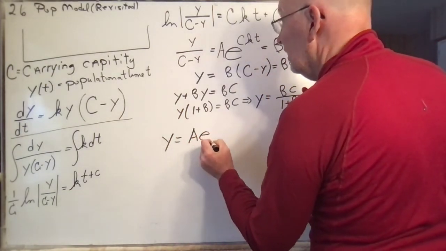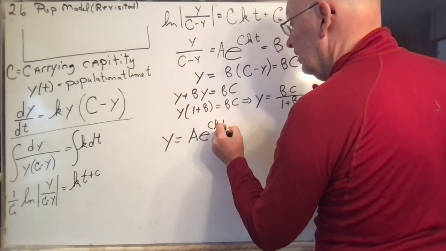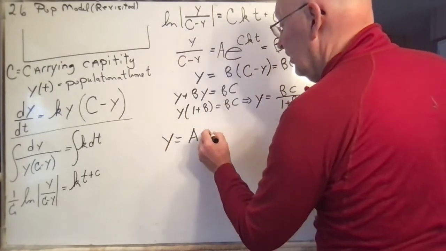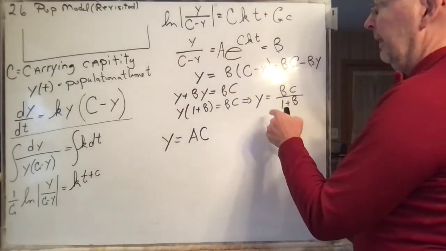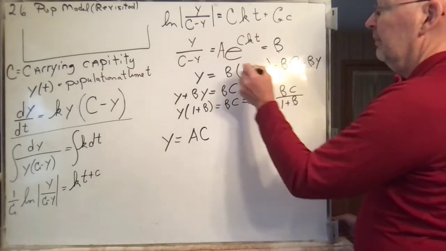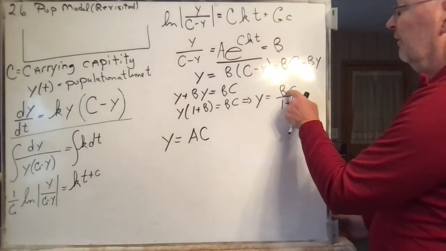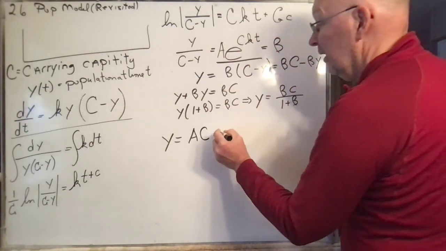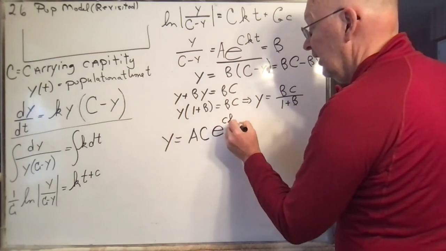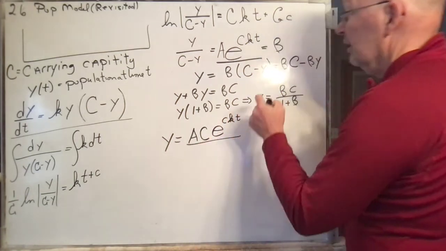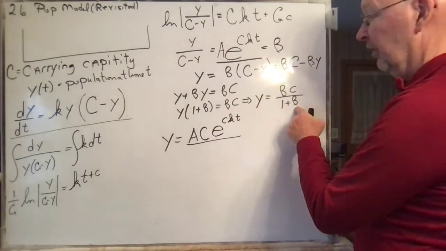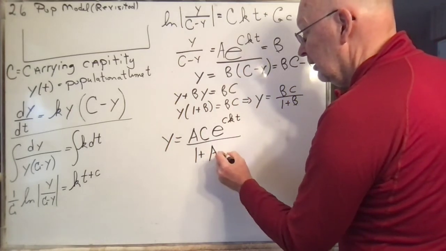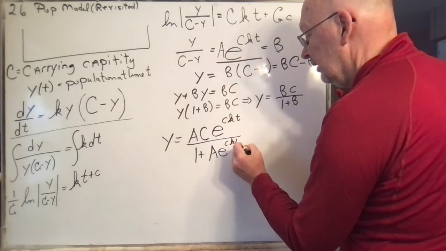a e to the Ckt times c. Oops, I should have had that in front. A C. So, see what I'm doing here? Beta is equal to this thing right there. So I have beta times c, so it's going to be a times c, and then here's the rest of it, e to the Ckt, all over 1 plus beta. And beta, again, is a e to the Ckt.